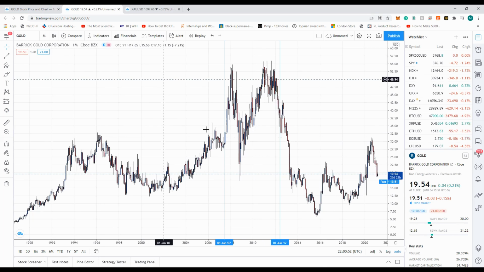Reason being, let's look at the periods here. During 2007, we see that the share price of Barrick Gold was about $17. And when gold made a new all-time high in 2011 during this financial crash period, we see that the price went from $17 all the way to $55, which is about a 3x return.